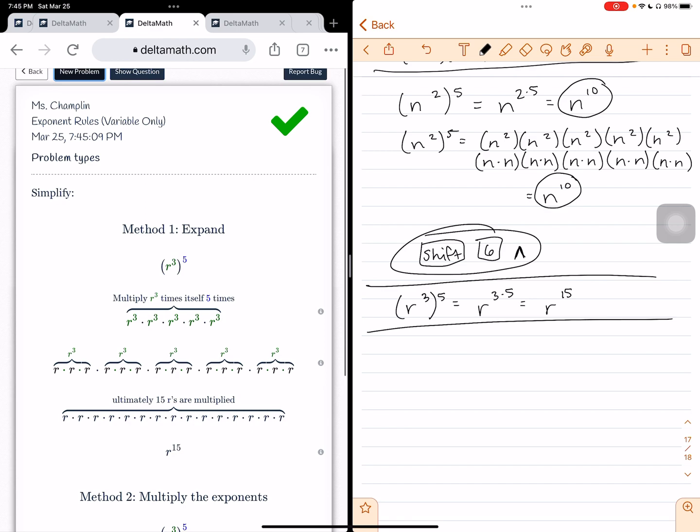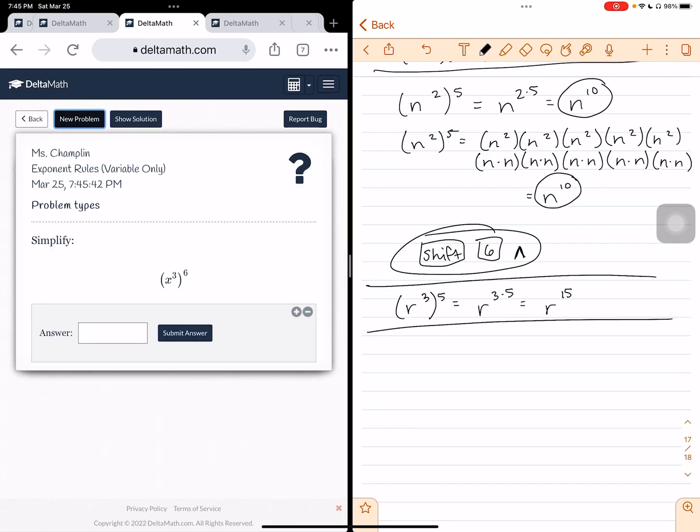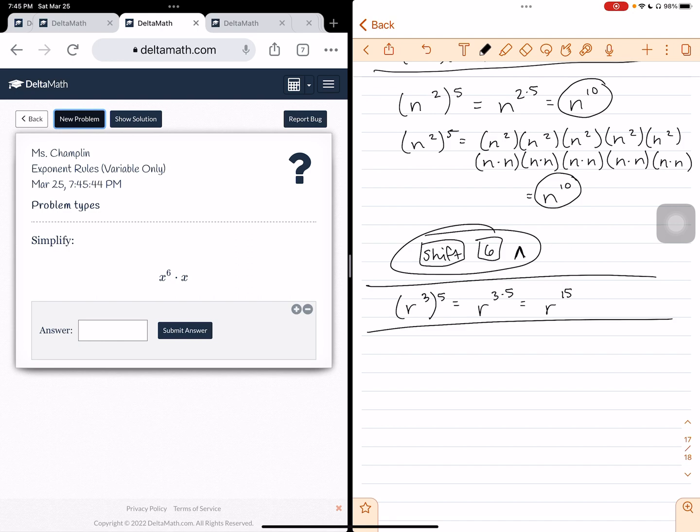If I can find a different one. Here we go. x to the 6 times x. Again, you could just expand it all, but that's going to take a lot longer. Recognize that x does have an exponent. We just don't see it because we don't have to write it if it's a 1. Sorry, I was trying to draw an empty circle, not a 0. But that has an exponent of 1. So we can add those two exponents together and get x to the 7th power.